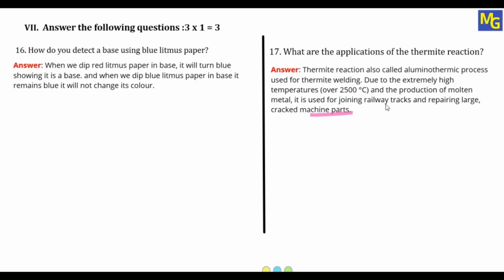The machine parts or objects which you cannot carry anywhere, in such cases we can use this thermite reaction or aluminothermic process. As you can see, if a railway track has a crack, we cannot carry it to a machine shop. Even if we have large machines with a crack, we cannot carry them to get repaired. Wherever they are, in that place only we have to get it repaired, and in those cases we can use this thermite reaction. So this is the answer for the 17th question. We'll move on to the next question.